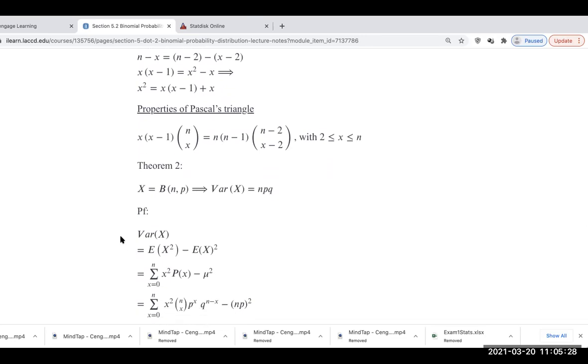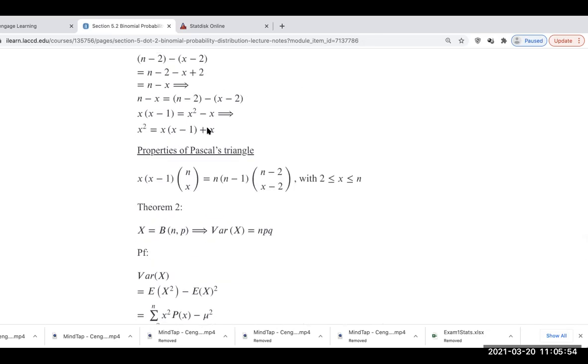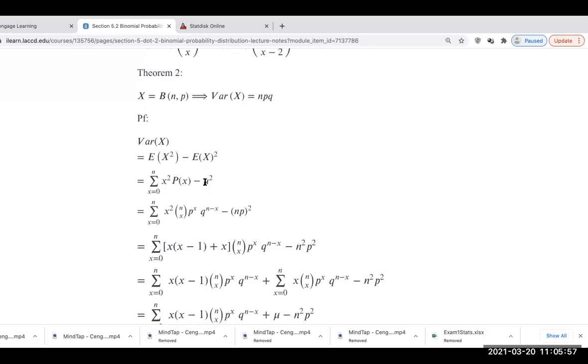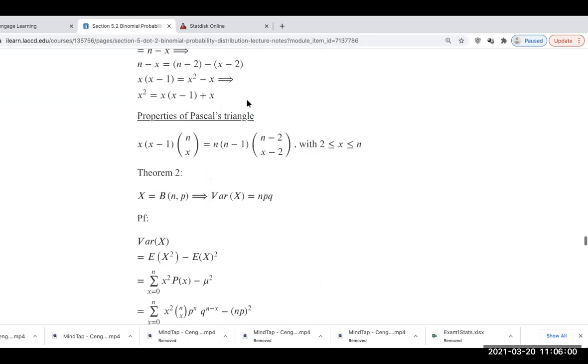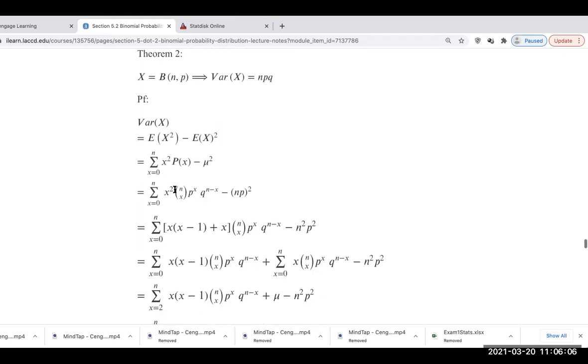So, let's try to prove this. The variance of x is equal to the expected value of x squared minus the expected value of x quantity squared. And so, the expected value of x, we've already shown that that's mu, that's equal to n times p. So we just showed that right here. So I'll just replace the expected value of x by np.